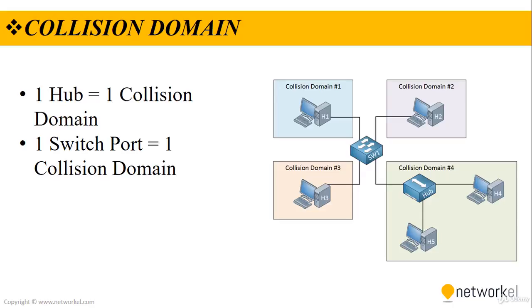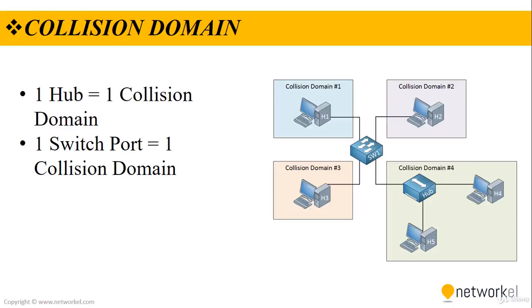Let's go ahead with the collision domain term. A collision domain is a network segment connected by a shared medium or through repeaters where data packets may collide with one another while being sent. A network collision occurs when more than one device attempts to send a packet on a network segment at the same time. Members of a collision domain may be involved in collision with one another.